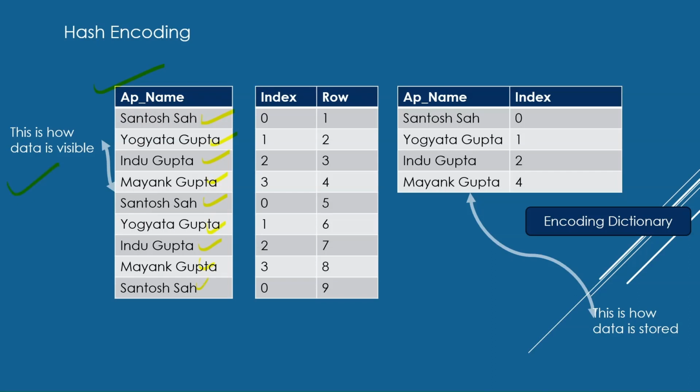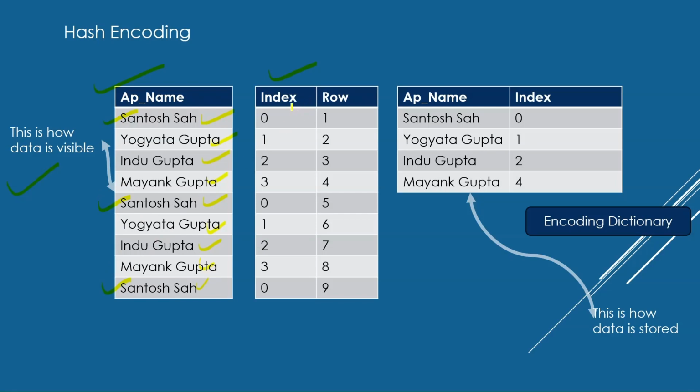So what Power BI will do is apply the hash encoding and create this table. How will this table behave? It will give one index value to each unique record. Suppose this Santosha is a unique record, that's why it is given 0. So how many times is Santosha appearing in this column? 1, 2 and 3.